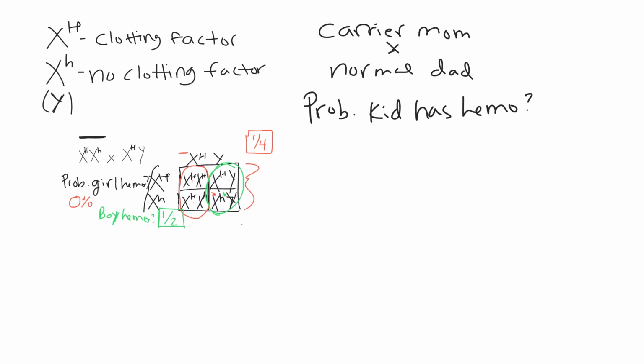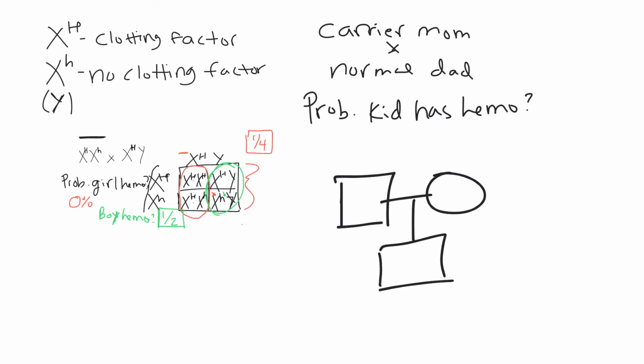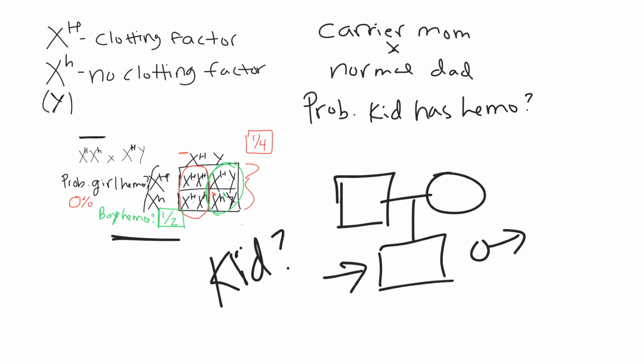I could even do something like this. These parents are the same parents, and I could ask, what's the probability that the kid has hemophilia? But in this case, you know that it's a square, which means it's a boy child. So then you just do the same thing as the boy with hemophilia.